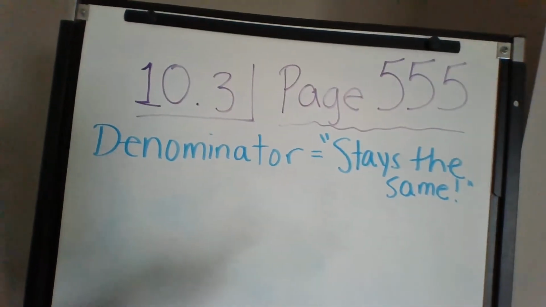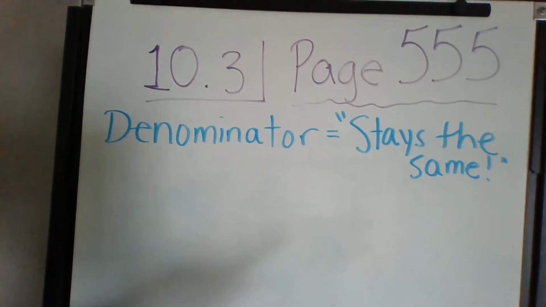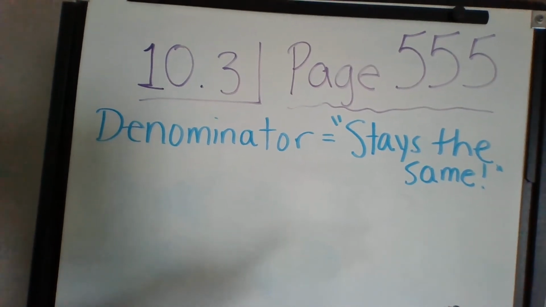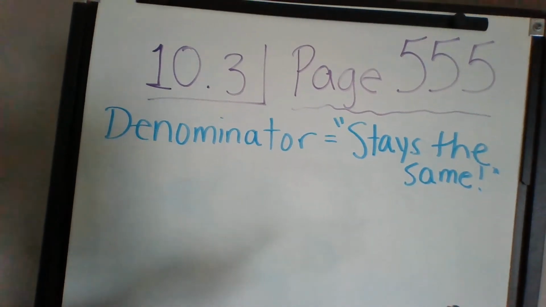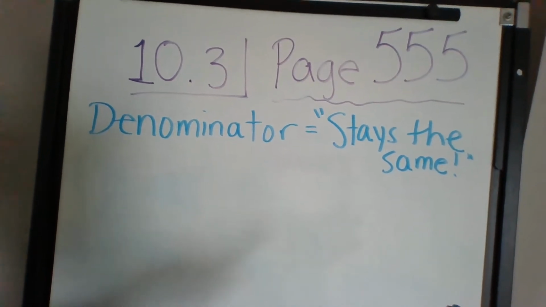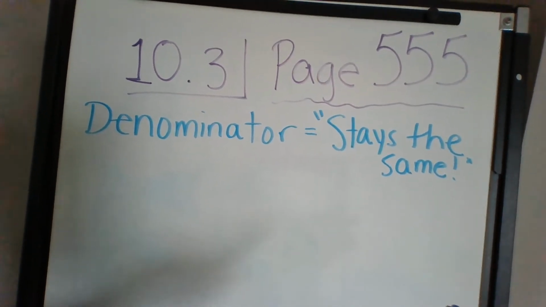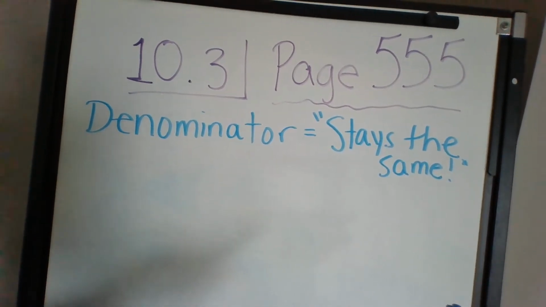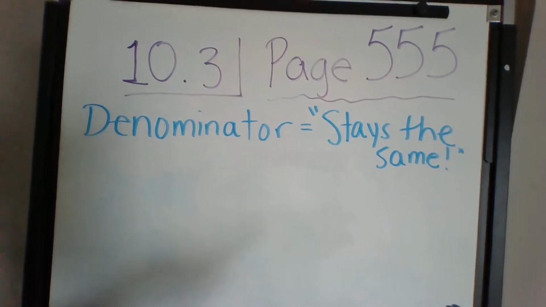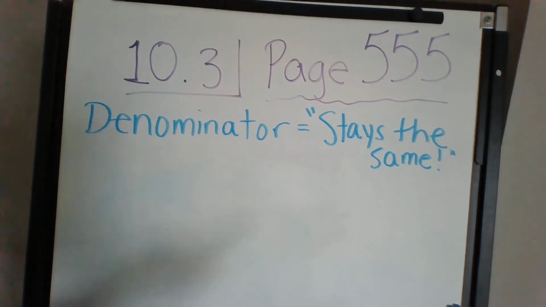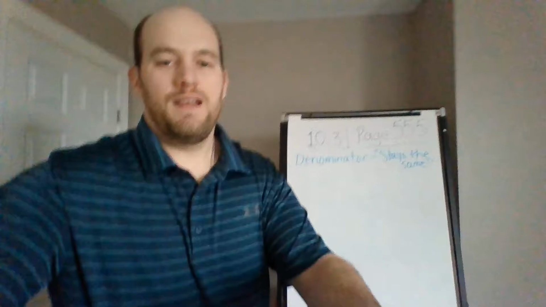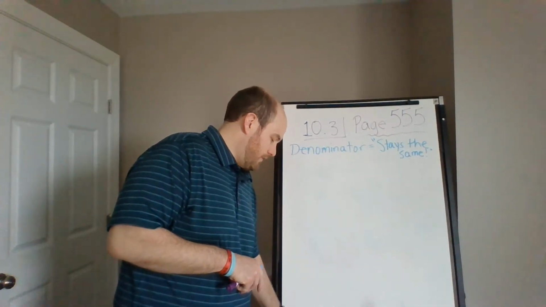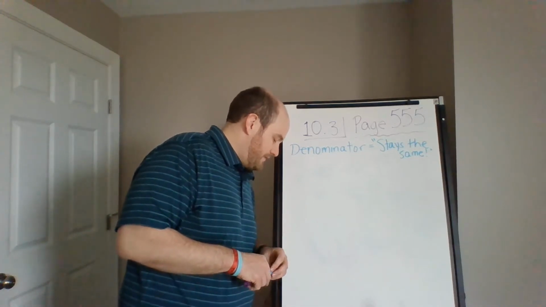Okay, we're going to start on 10.3 on page 555. And there's my favorite saying: the denominator stays the same and never changes. Write that down somewhere, because you know that's my favorite saying. I'll probably say it 3 million other times in this video, but it teaches you that when you're multiplying fractions, the denominators never change. The only thing that would change is the numerator. We are on page 555.